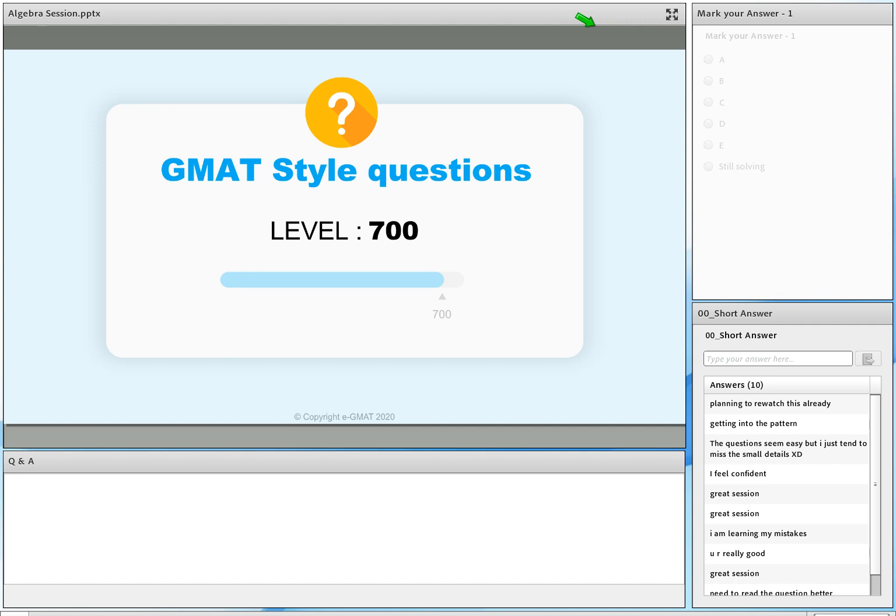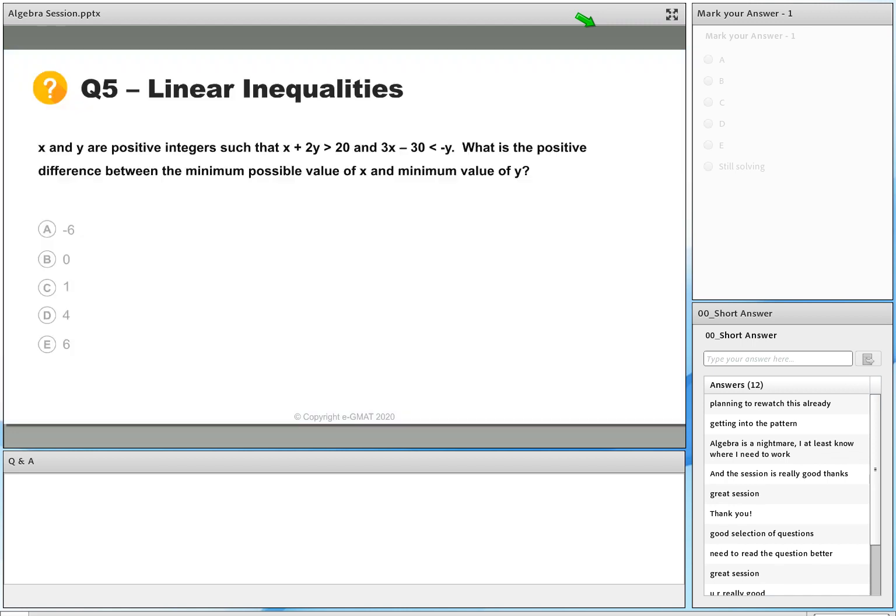Okay, getting into the pattern. Yes, learning from my mistakes. That's a very nice way to make use of a session, okay? Session is really good. I'm so happy you guys are enjoying this, and that makes us enjoy this all the more. We keep doing this every week just so that we can see this happiness, this growth that you people feel in yourself. With this positivity, let's go into the next question.